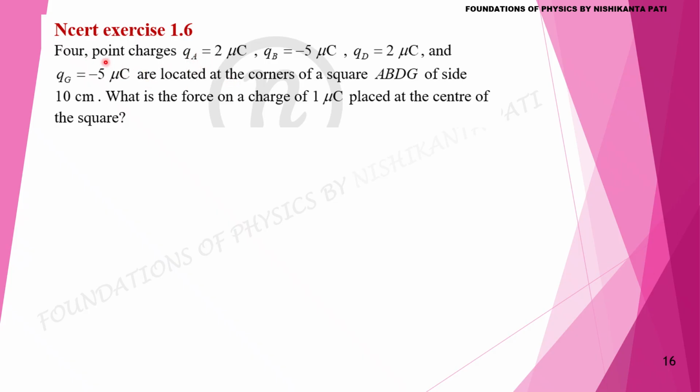Four point charges QA, QB, QD, QG are given at the corners of a square ABCD of side 10 cm. What is the force on a charge of 1 microcoulomb placed at the center of the square?